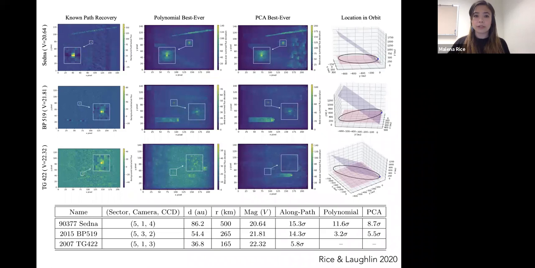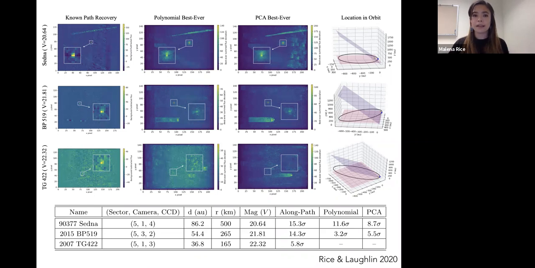So we demonstrated our method to recover 3 different objects that are below the TESS single frame detection limit here. So these are 3 different trans-Neptunian objects, Sedna, BP519, and 2007 TG422. And these are the 3 rows that are shown in descending order of apparent magnitude. And in the first column, we just shift and stack the frames along the object's known orbital paths. So this is like the video that I showed earlier.